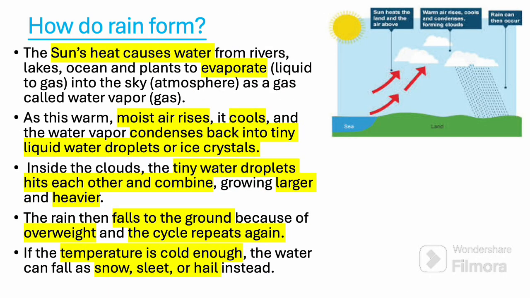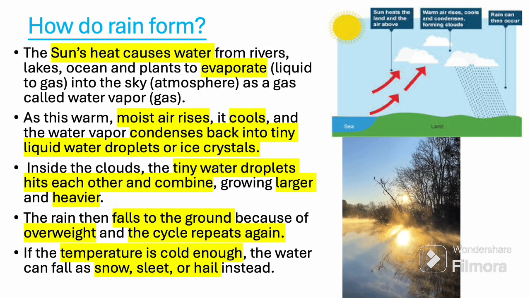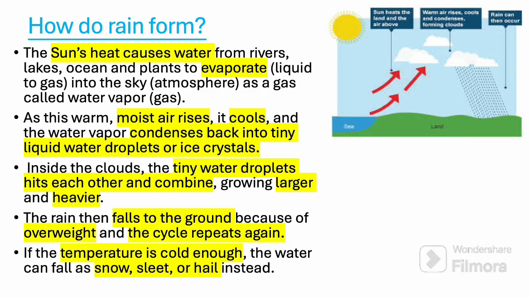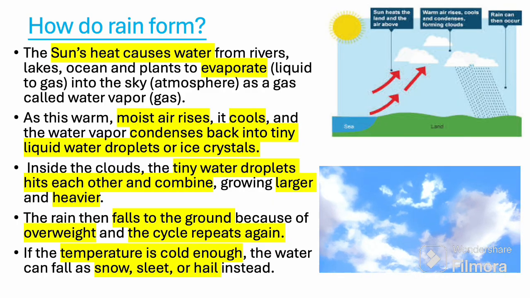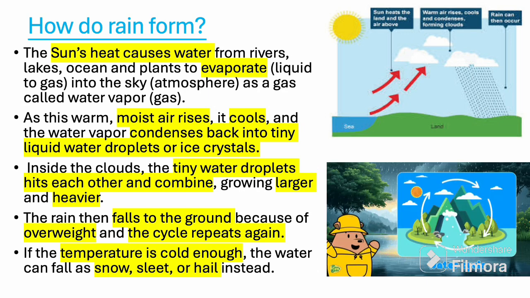How does rain form? The sun's heat causes water from rivers, lakes, oceans, and plants to evaporate, liquid to gas, into the sky, and it reaches the atmosphere as the gas called water vapor. As this warm, moist air rises, it cools and the water vapor condenses back into tiny liquid water droplets or ice crystals. Inside the clouds, the tiny water droplets hit each other and combine, growing larger and heavier. The rain then falls to the ground because of overweight and the cycle repeats again. If the temperature is cold enough, the water can fall as snow, sleet or hail instead.